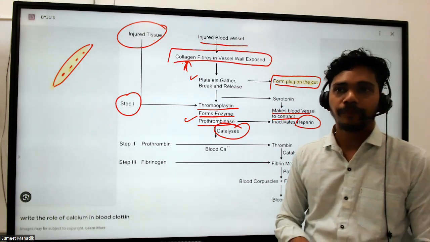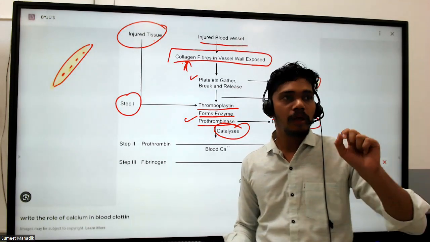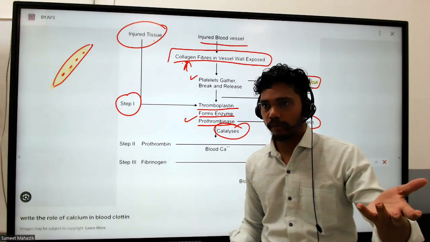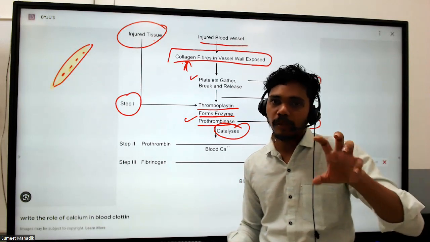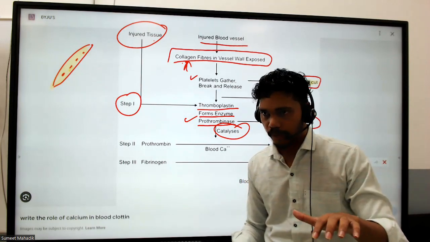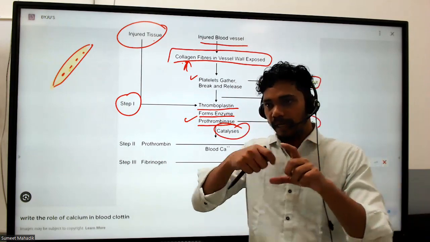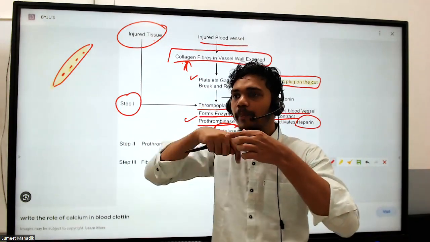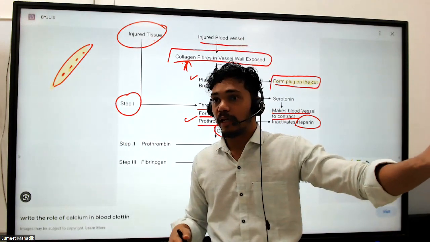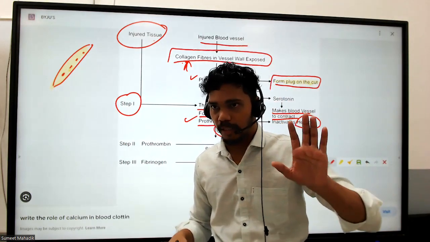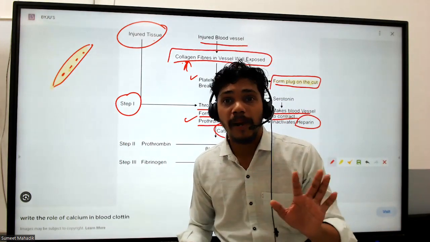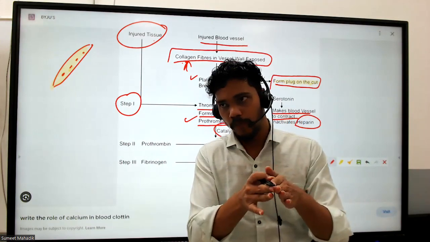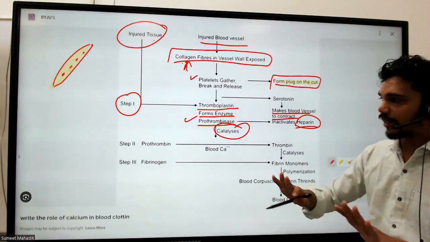What is heparin? Heparin is responsible for blood not clotting. That's why if blood is taken out from a patient, or if blood is to be stored in blood banks, heparin is added inside the blood. Right now we don't want heparin because we want the clot to be formed, so heparin is inactivated in this case.